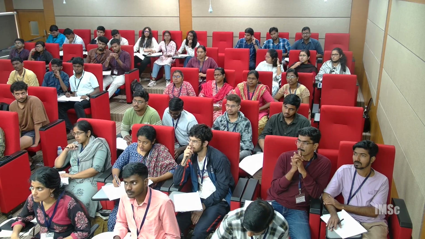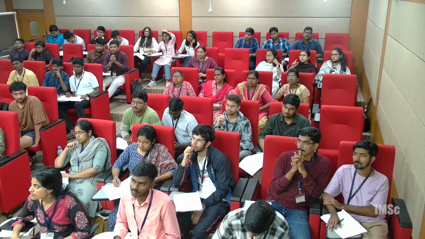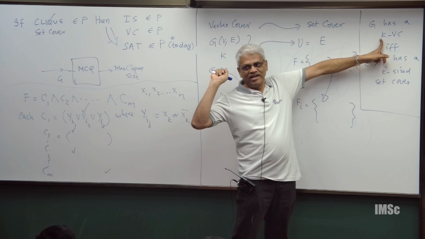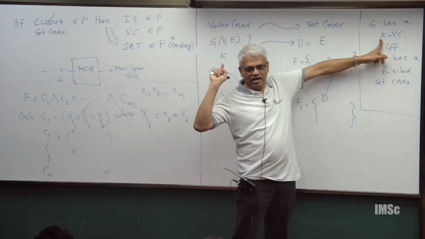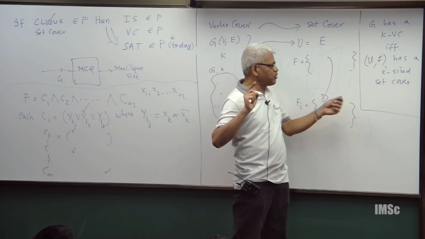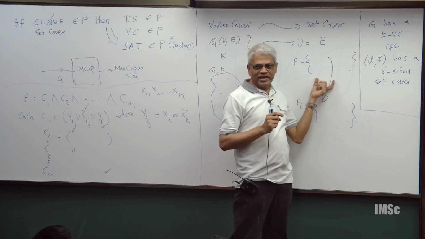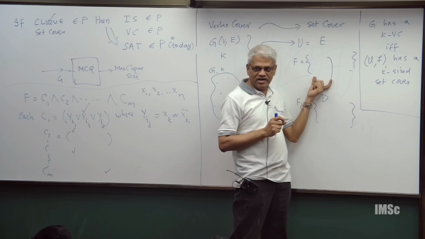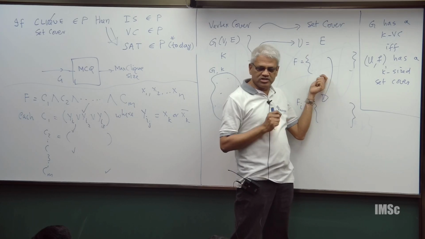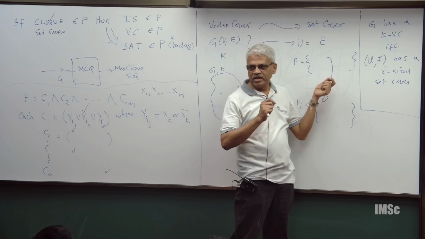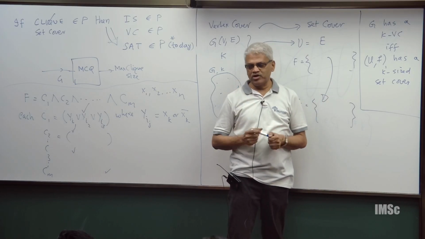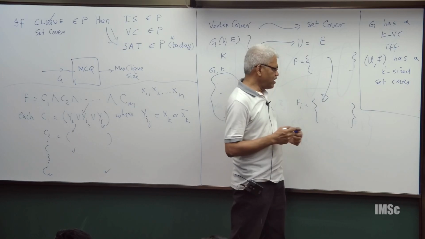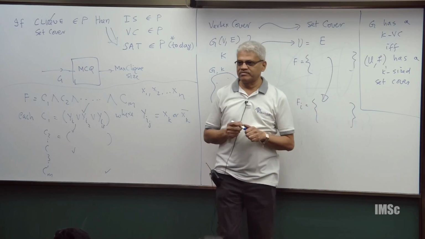Remember, this k corresponds to what? The number of vertices I pick in the solution, right? So, I am picking k vertices in the solution, and if I want that kind of a correspondence, I should be able to pick k sets here. So, each set should correspond to a vertex.